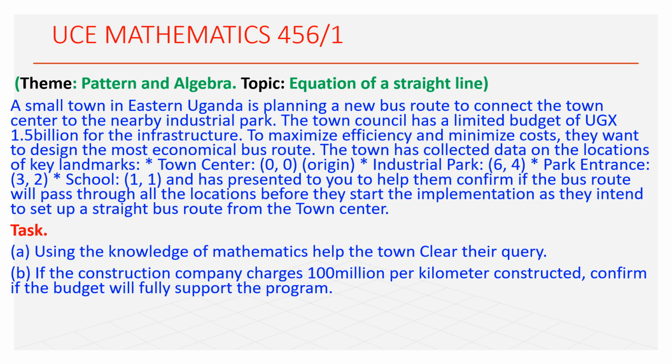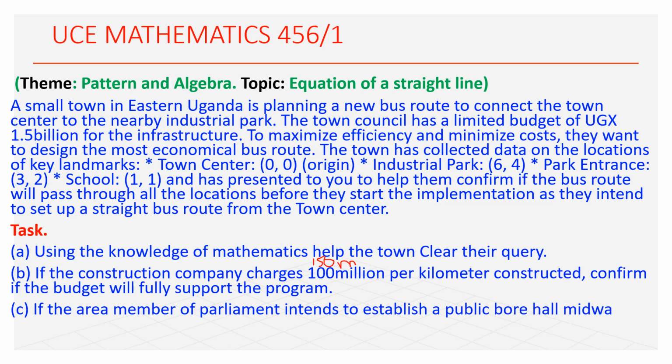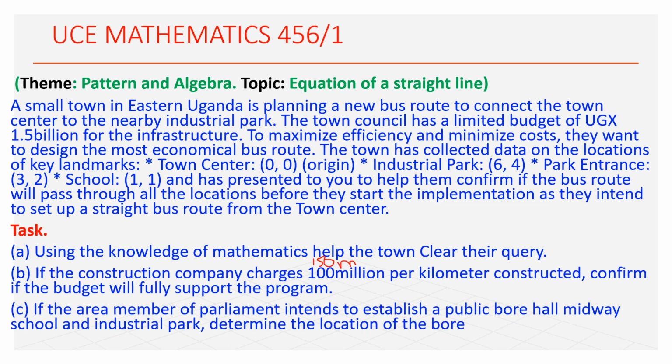So I will first make some adjustment here. This is not actually 100, because in the solution I have 150 M, so correct that one. So they charge 150 M per kilometer constructed. So they want us to determine what? Whether the budget will work or will fully support the program. Part C, if the area member of parliament intends to establish a public borehole midway between the school and the industrial park, determine the location of the borehole.